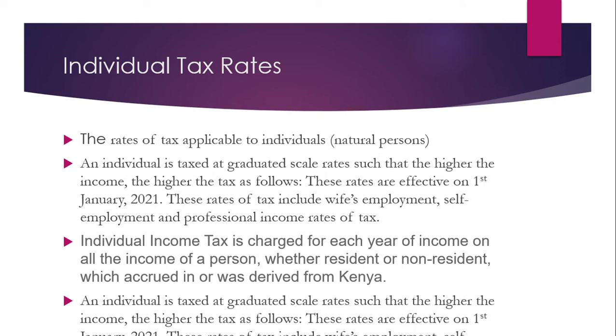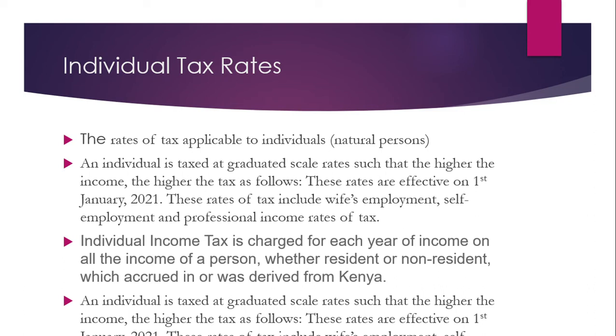Remember, the corporate tax is applicable to companies, to an artificial person, a legal person who has been legalized by a company. But when you come to the individual tax rate, these are rates applicable to an individual, a person earning revenue. An individual is taxed at a graduated scale rate such that the higher the income, the higher the tax, as follows. These rates are effective on 1st January 2021. These rates of tax include wife's employment, self-employment, and professional income.